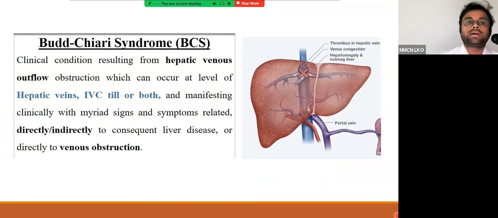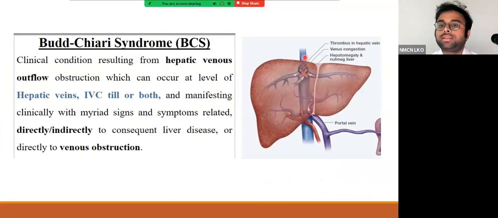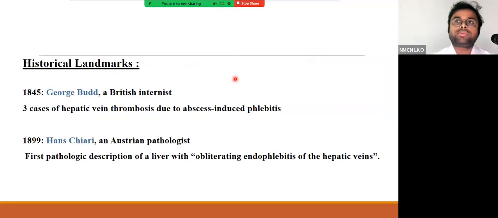Good morning, everyone. Budd-Chiari syndrome is a clinical condition resulting from hepatic venous outflow obstruction, which can occur at the level of the IVC or at the level of the hepatic veins or both. This obstruction leads to congestive changes in the liver and liver dysfunction, which has its myriad clinical signs and symptoms. Also, obstruction of the IVC can directly present with its clinical manifestations. Budd-Chiari syndrome is named after George Budd, a British internist, and Hans Chiari, an Austrian pathologist. They were the first to describe the syndrome.